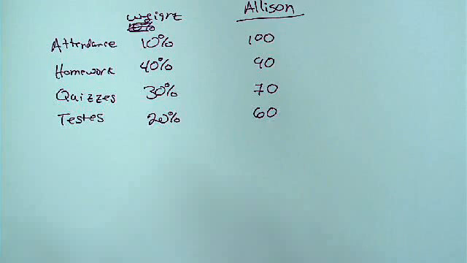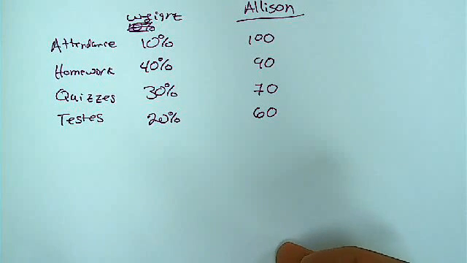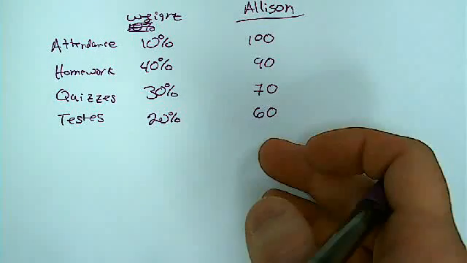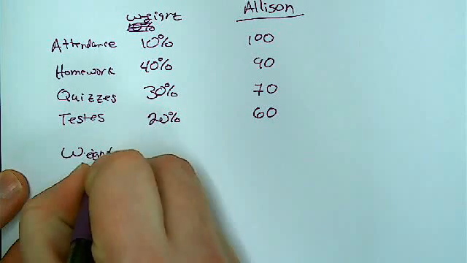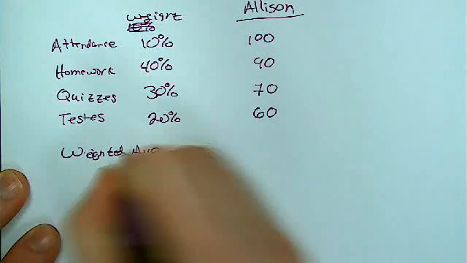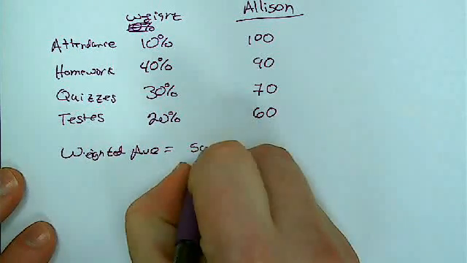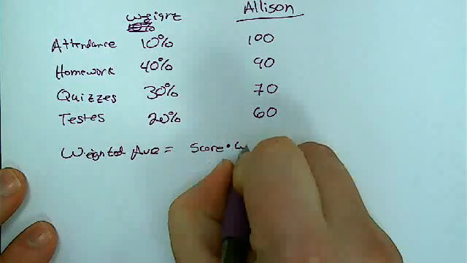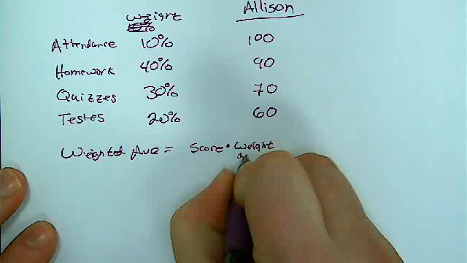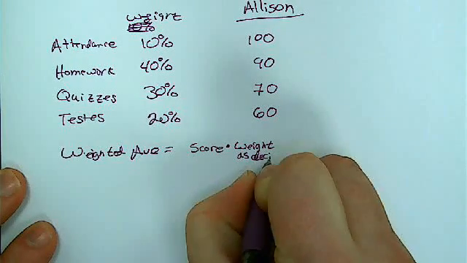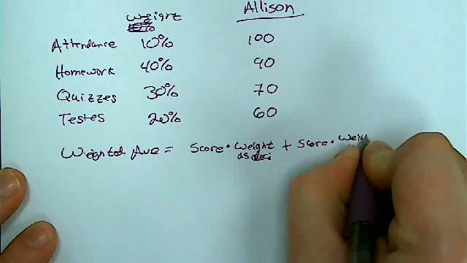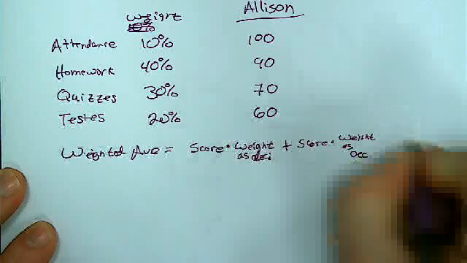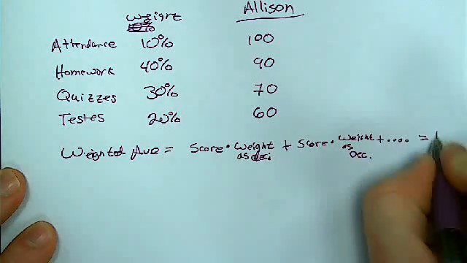As a review, if I want to average those four numbers, what do I do? Right. Add them up, divide by the number of data points. So divide by 4. When I do a weighted average, the general rule is I do the score times the weight as a decimal. Add that to the score times the weight as a decimal. And then I keep doing that. That gives me my final score.